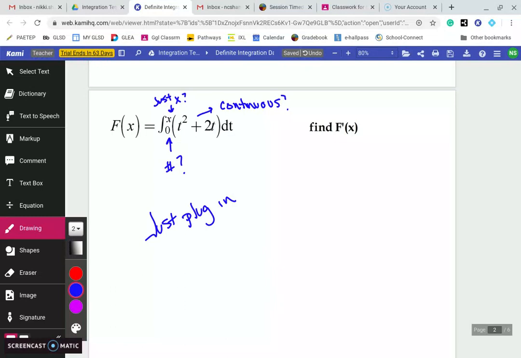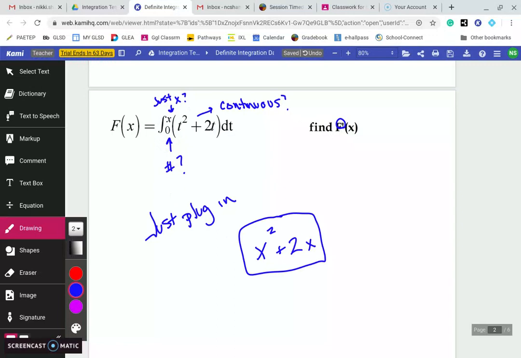So that's going to be x squared plus 2x. You don't need the c, because when you take the antiderivative, you add the plus c in, and then when you retake the derivative again, the derivative of c is 0, so it goes away. So again, this is not asking for f of x, it's asking for f prime of x. It's asking you to take the derivative of the integral. So when you take the derivative of the integral, you just plug in x.